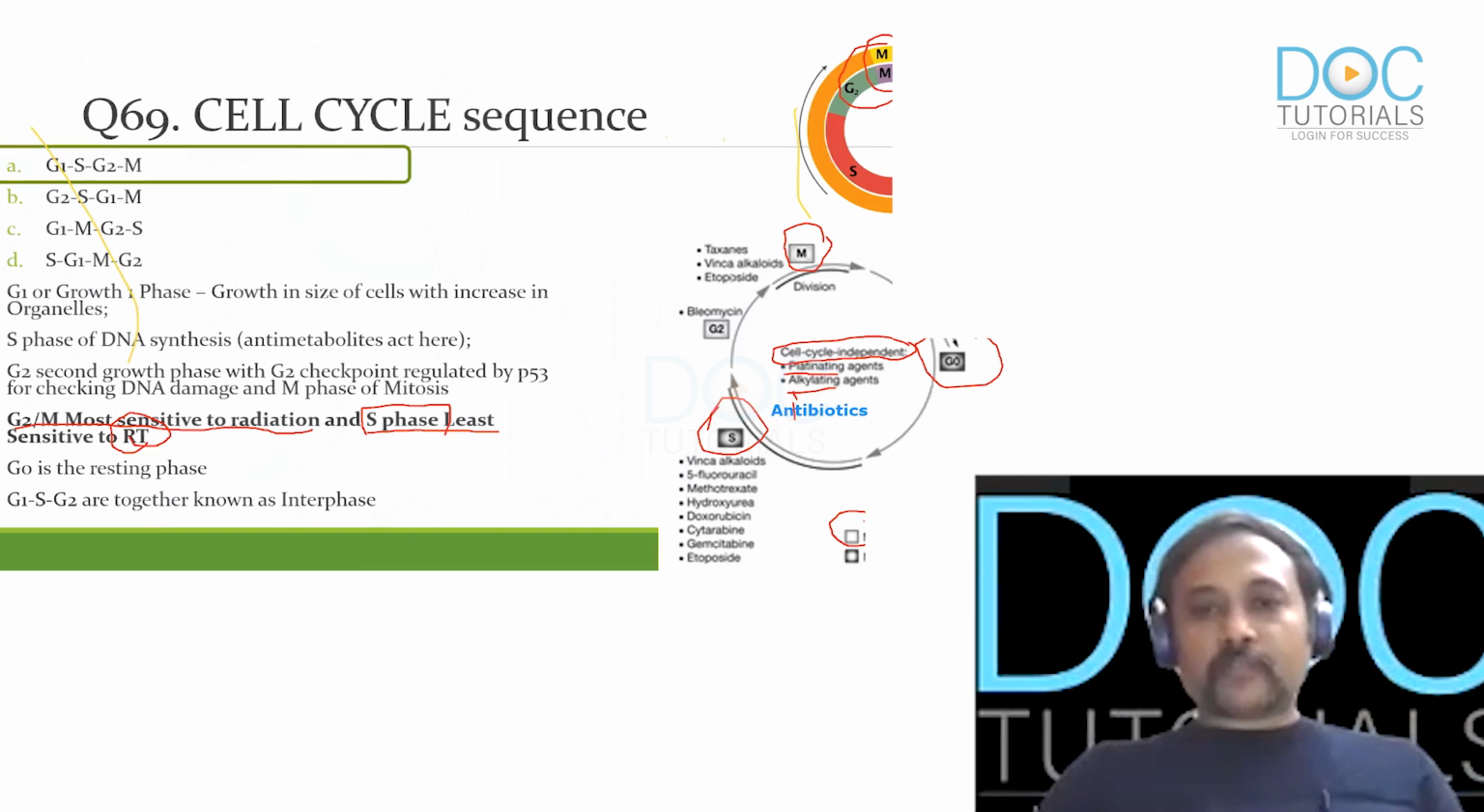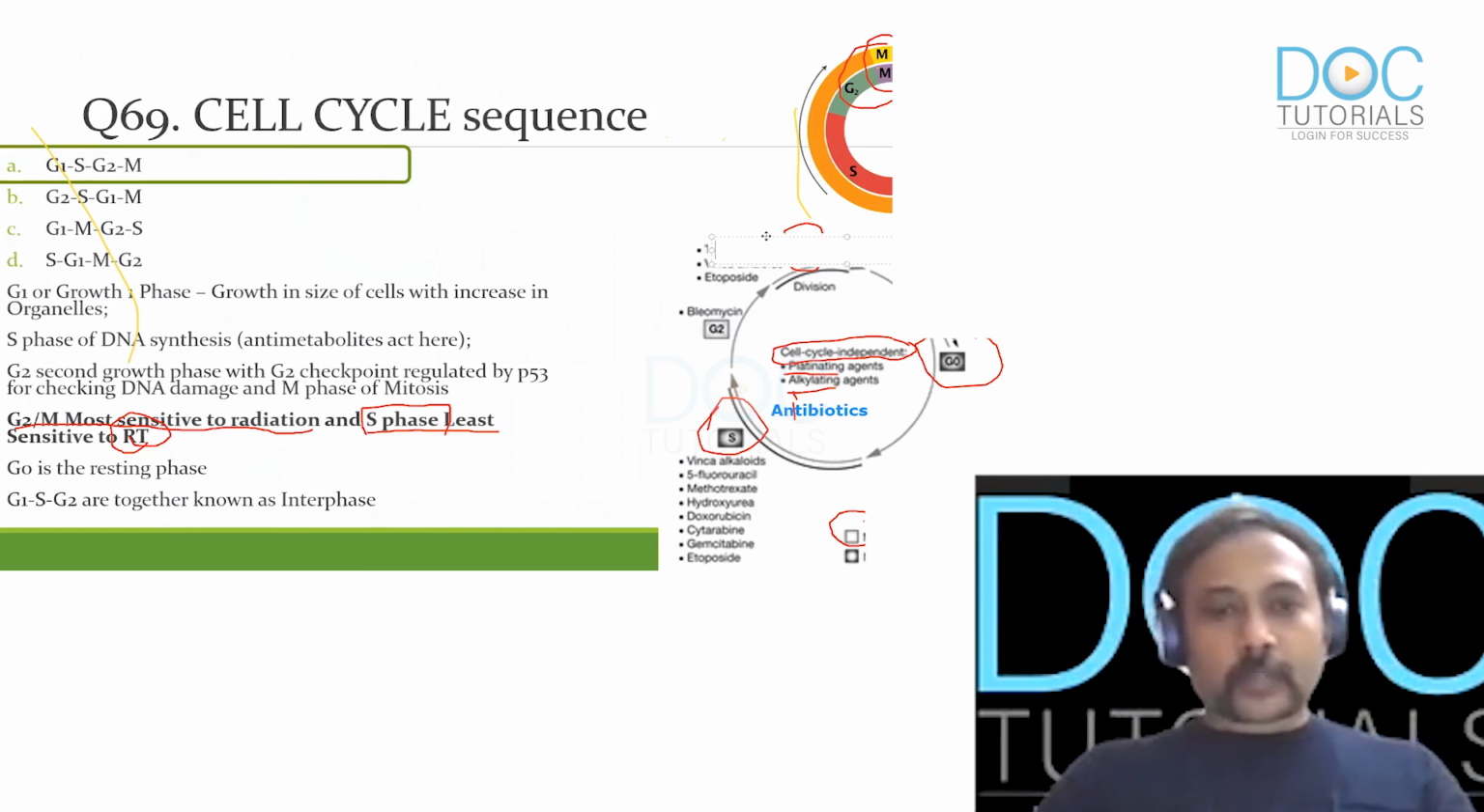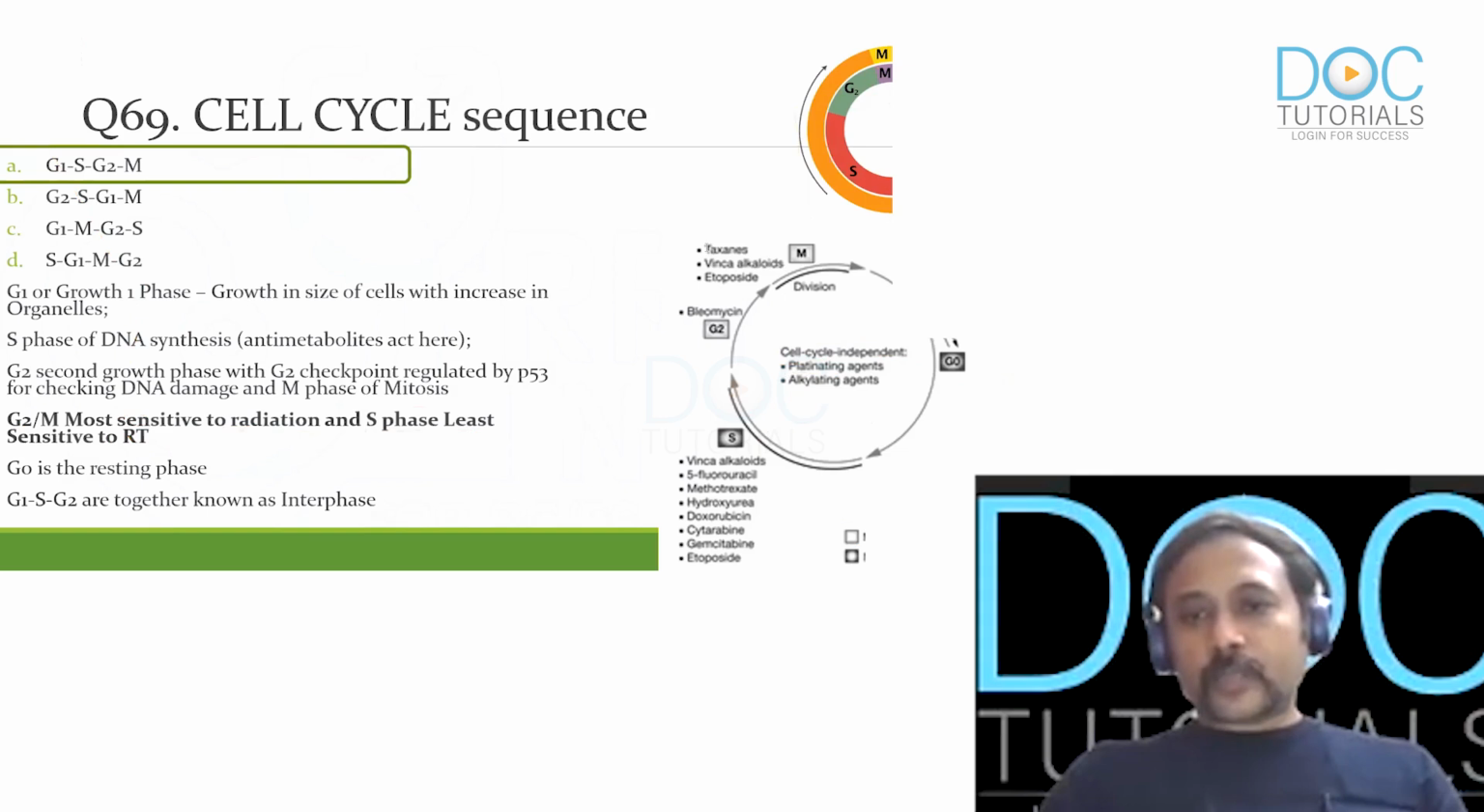G2 to M will be the phase where you will have your mitotic spindle poisons which will act. Your mitotic spindle poisons are going to be your taxanes, your vinca alkaloids, and also your etoposide. All these are going to be acting in the G2 to M phase. So G2 to M phase is where you will have the action of your taxanes, vinca alkaloids, and your etoposide.